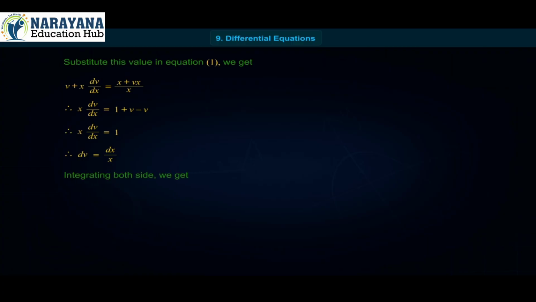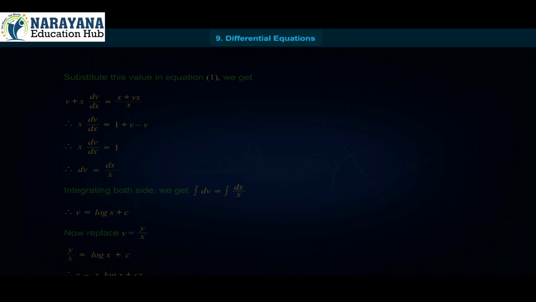Integrating both sides, we get ∫ dv = ∫ dx/x. Therefore, v = log x + c. Now, replace v = y/x. y/x = log x + c. Therefore, y = x log x + cx.